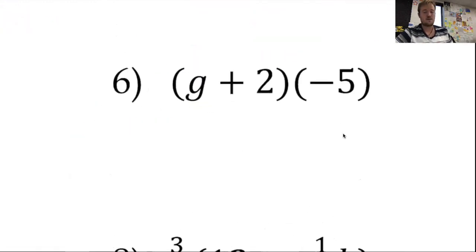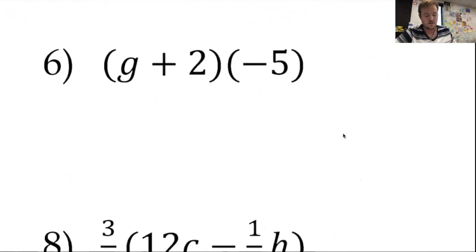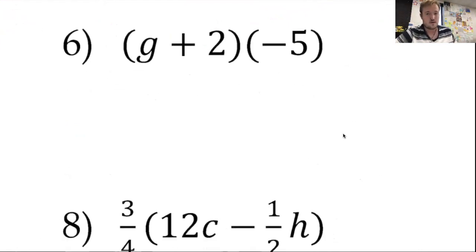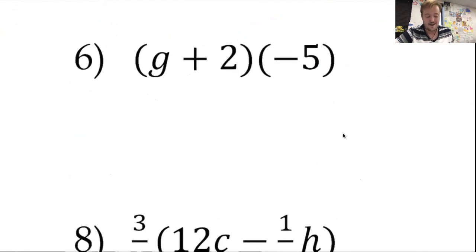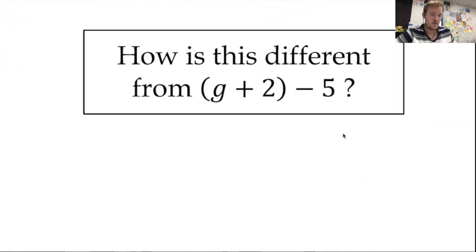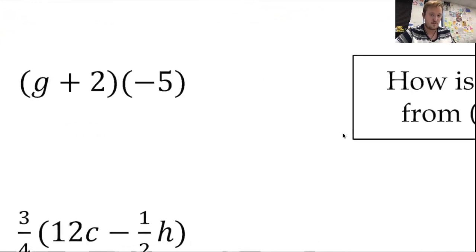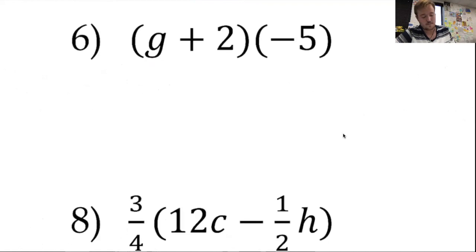All right, number 6, this one's a little bit different. So I did this one on purpose so you could actually see a bit of a difference. So in this case, we're going to be distributing a negative 5. So one thing I want you to notice is how it's written in parentheses here. And then I want you to think about this question over here. So how is g plus 2 minus 5 different than what's written over here? Okay, so I'm going to let you think about that for a second.